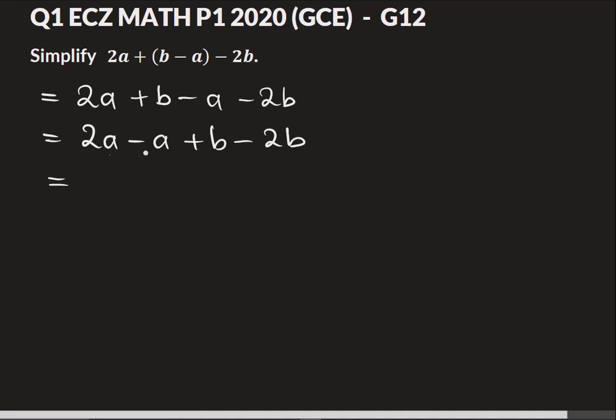So 2A minus A is just the same as 2 minus 1, which will be 1A. However, when we're writing algebraic terms, just like you can see here, we don't put a 1. So we'll just write it as A. We do the same here, B minus 2B, 1 minus 2 gives us minus 1, so our final is minus B. So this here is our final answer. You can see they are very simple questions that are sometimes asked.